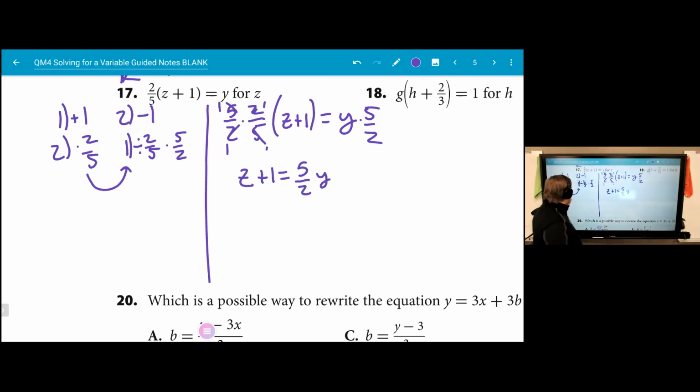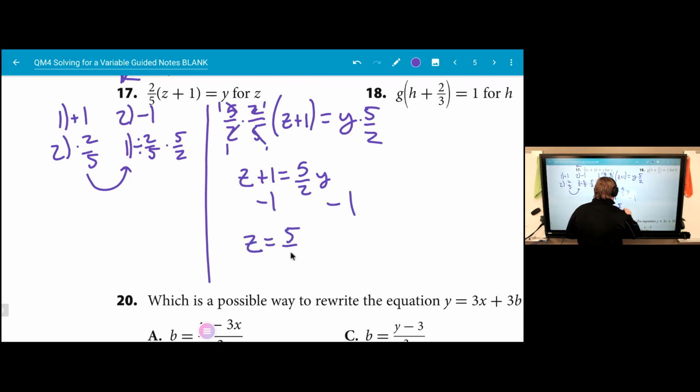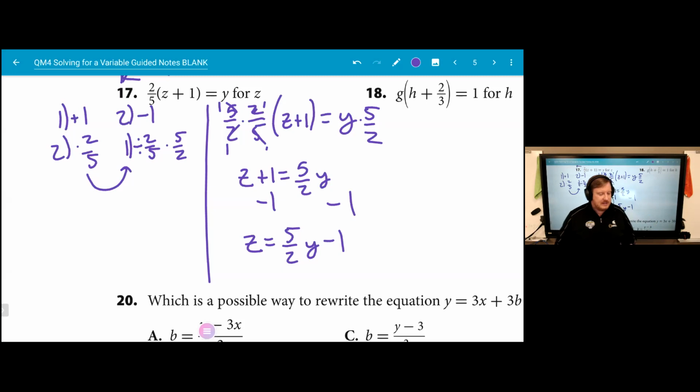We've taken care of the first step. Now we have to subtract 1 from both sides. And I end up with z equals 5/2 y minus 1. So that's what you're really looking for in these.